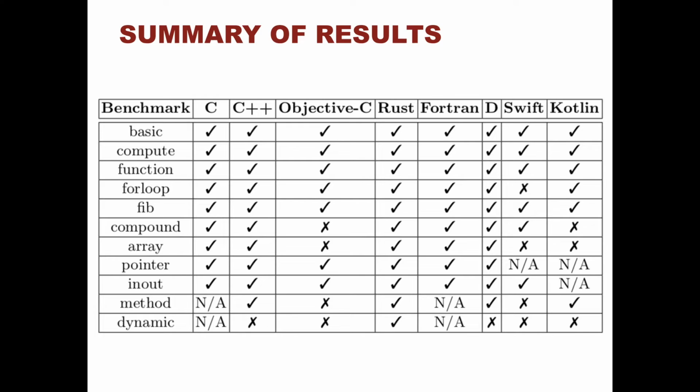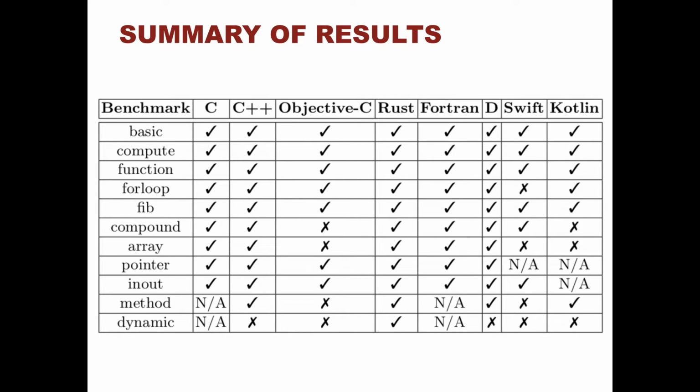And this is typically because of dynamic features in languages and big runtimes and so on that are present in Objective-C, Swift, and Kotlin. So the more similar the language is to C, the easier it is supported in SMACK. So Fortran is an example of a language that it worked almost out of the box.